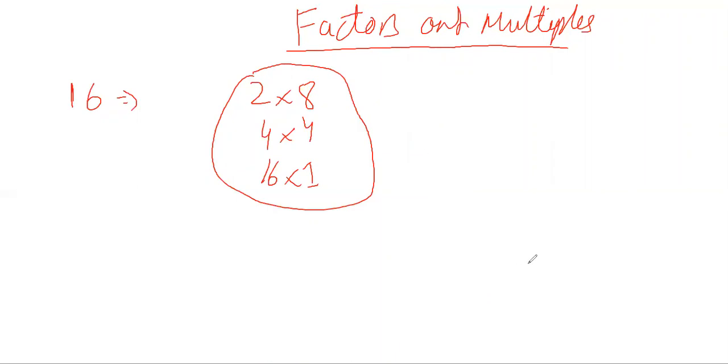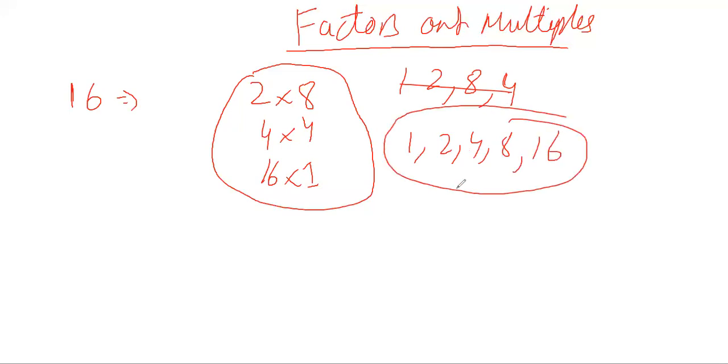Okay. So we are doing factors and multiples. And my question was how many pairs are there to make 16? So we did 2 by 8, 4 by 4, 16 by 1. Is there any other pair which we multiply to get 16? I guess no. So these three pairs, all these numbers are what? 2, 8, 4, 1. Let's write in ascending order. Ascending order means from smaller to bigger. So 1, 2, 4, 8, 16.